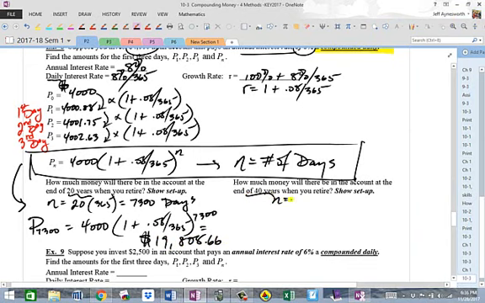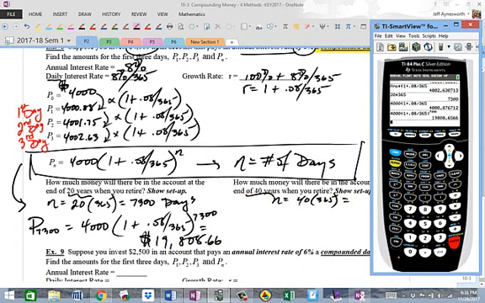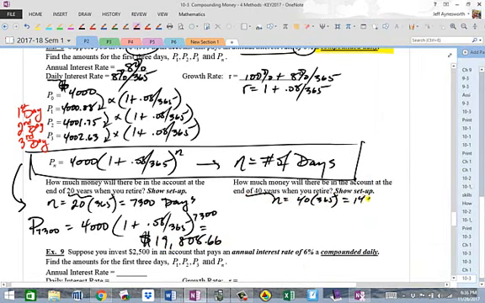What's that? 40 times 365 is 14,600. There are 14,600 days in a 40-year period. So we've got to find the piece of 14,600. We're going to take our initial investment, multiply it by a growth factor, and raise it to the 14,600 power. Let's see what we get.